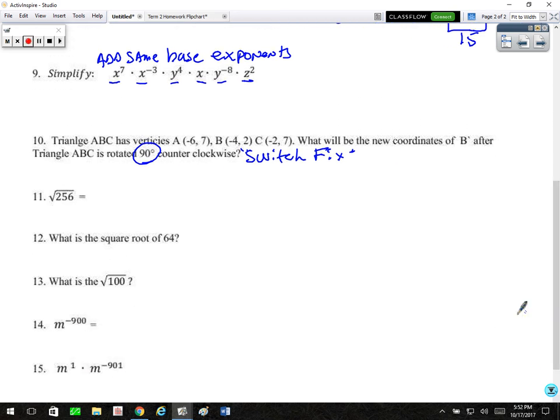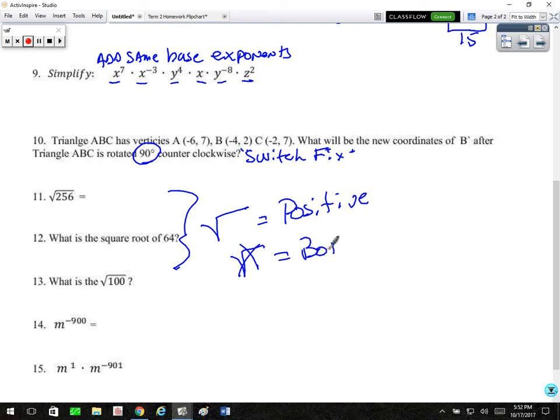And these 11, 12, and 13, remember, when you're doing these problems, when you see the radical sign, think about what we talked about in class: if you see the radical sign, only give me the positive answer. Don't give me both answers. If you don't see the radical sign, then you have to give me both the positive and the negative answer. Okay?